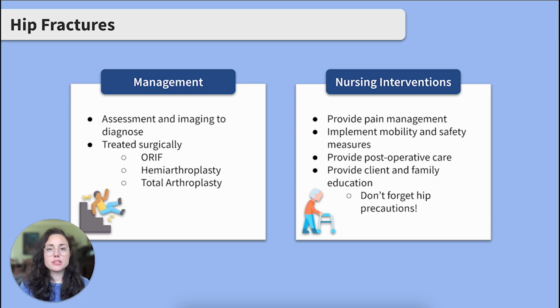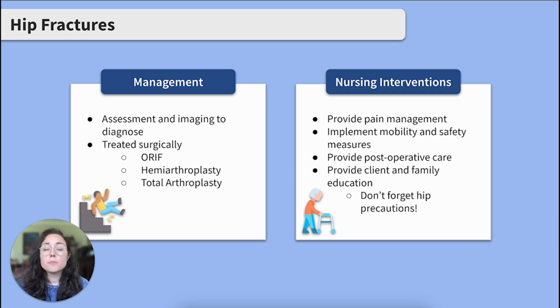Hip fractures are generally treated surgically by an open reduction internal fixation procedure, or an ORIF, in which metal screws or plates hold the hip together, or total arthroplasty or hemiarthroplasty, which are total or partial hip replacements where parts of the hip are replaced with prosthetics.